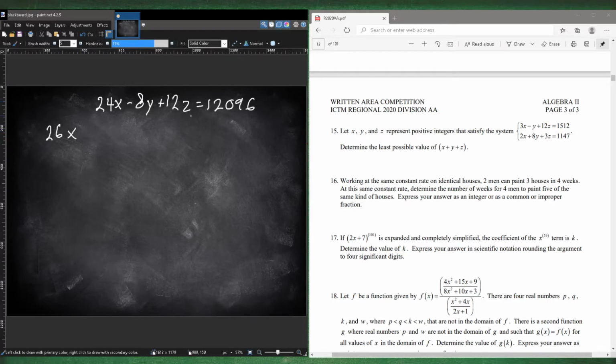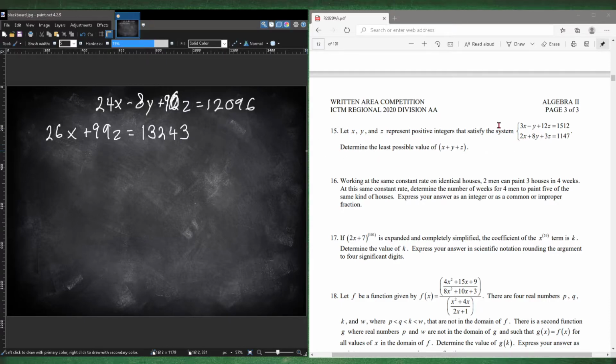Oh, sorry, I forgot to multiply the 12 by 8. So 12 times 8 is 96. So this is actually 96. Sorry about that. And then 96 plus your 3 is 99z. Then 12096 plus 1147 is 13243.